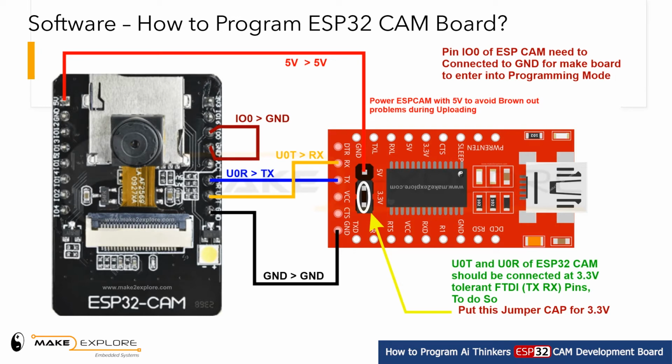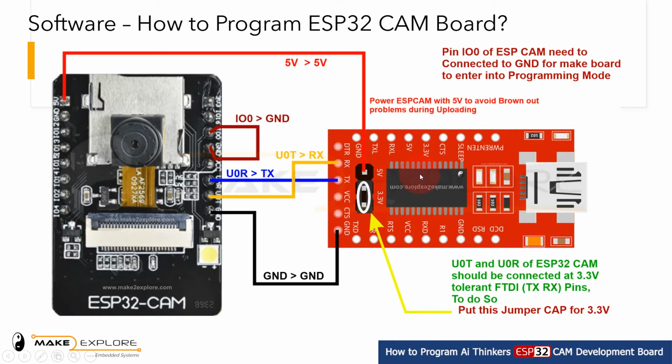U0T and U0R of the ESP32 CAM, these two pins, are not that much 5 volt tolerant, so we need to put this jumper cap on 3.3 volt logic to make sure this TX and RX will be at 3.3 volt logic level, but our ESP32 CAM should be powered with the 5 volt. It should be powered with the 5 volt here. Power the ESP32 CAM with 5 volt to avoid brownout problems during uploading.